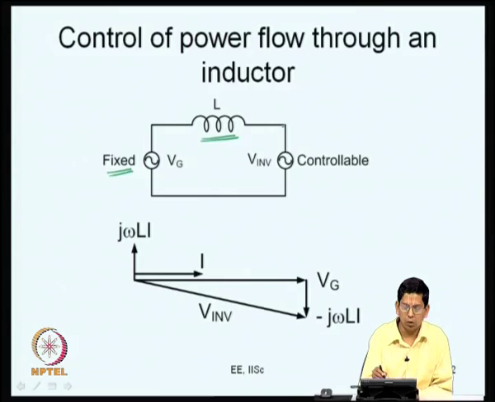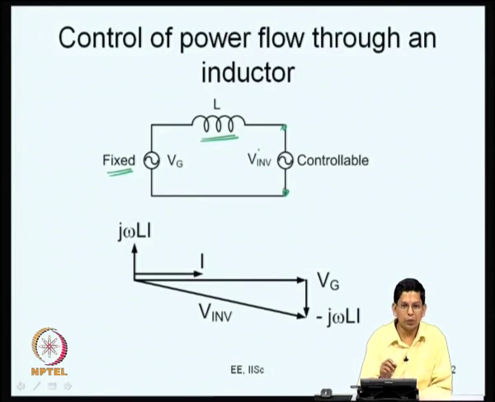Now, what do you do? You apply a certain voltage here. It is some controllable voltage that you apply here. This voltage will control the power flow through the inductor, or it will control both the amplitude and the power factor of the current that you draw from the mains.